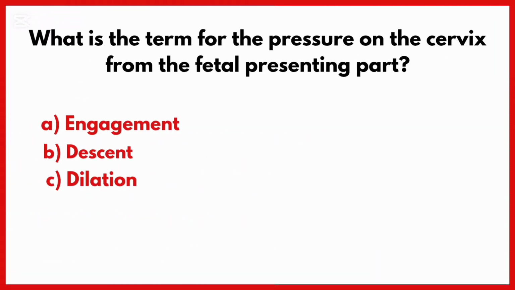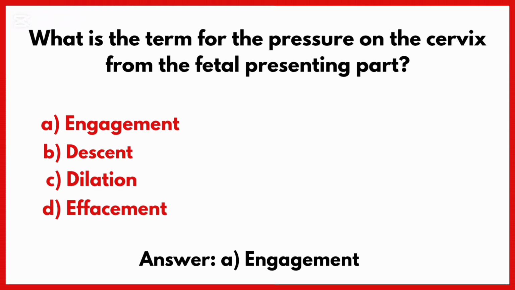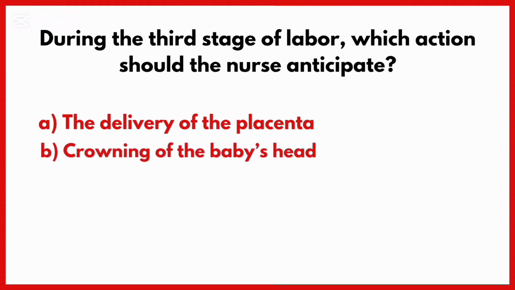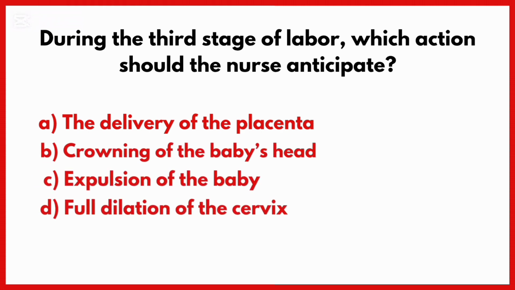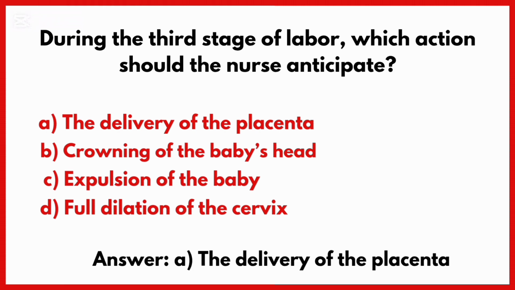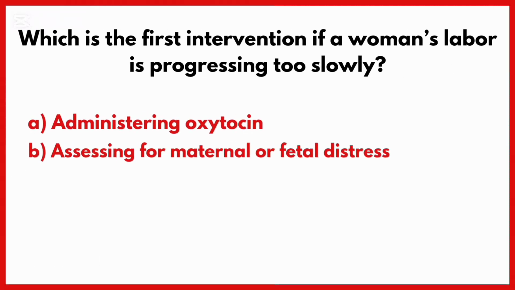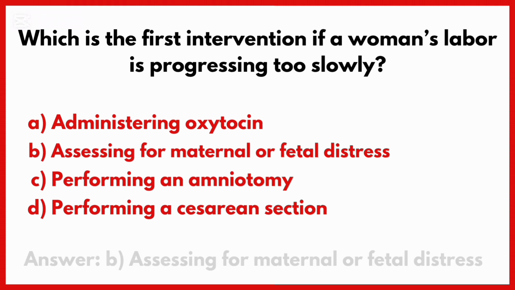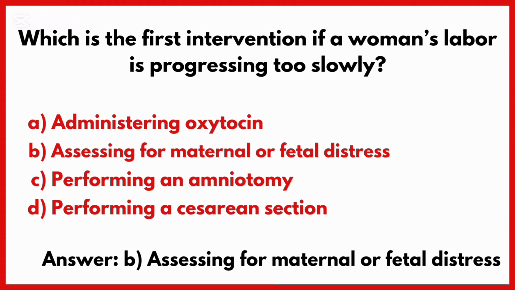What is the term for the pressure on the cervix from the fetal presenting part? Correct answer is option A, engagement. During the third stage of labor, which action should the nurse anticipate? Correct answer is option A, the delivery of the placenta. Which is the first intervention if a woman's labor is progressing too slowly? Correct answer is option B, assessing for maternal or fetal distress.